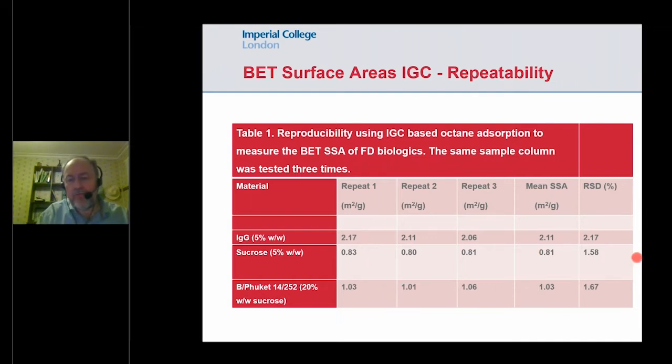And the errors, the relative standard deviation, is typically about 1.5%, which is quite good actually. For surface area measurement, that's pretty good, and for such low areas, that's particularly good.